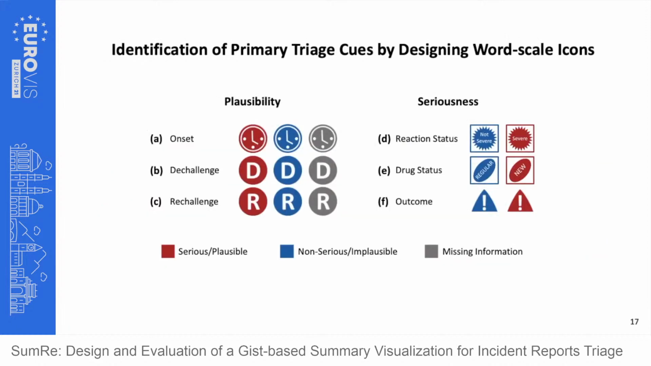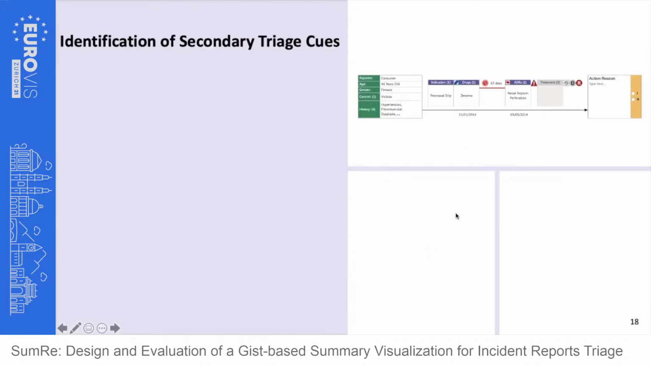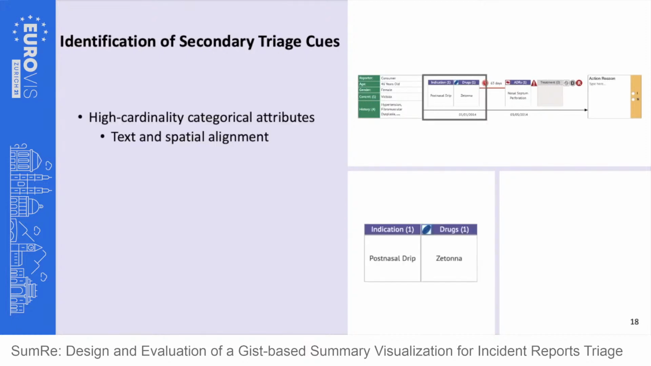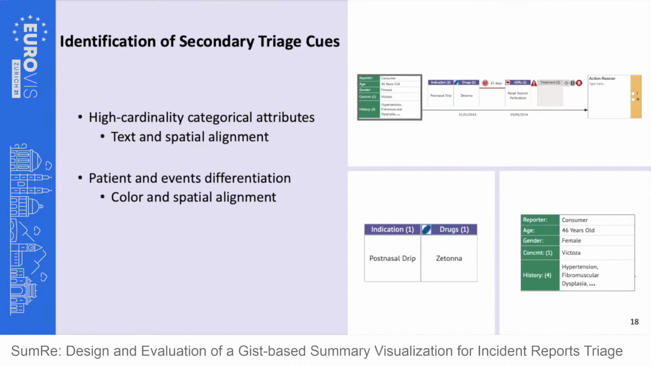To identify the primary triage cues, we designed word-scale icons. Just to review, the primary triage cues were to present information about the plausibility or seriousness of the incident. So we designed these icons for each of the triage cues. For the secondary triage cues, we use spatial alignment and color encodings to differentiate between them. For instance, the patient information is on the leftmost, and it's followed by the incident related information.